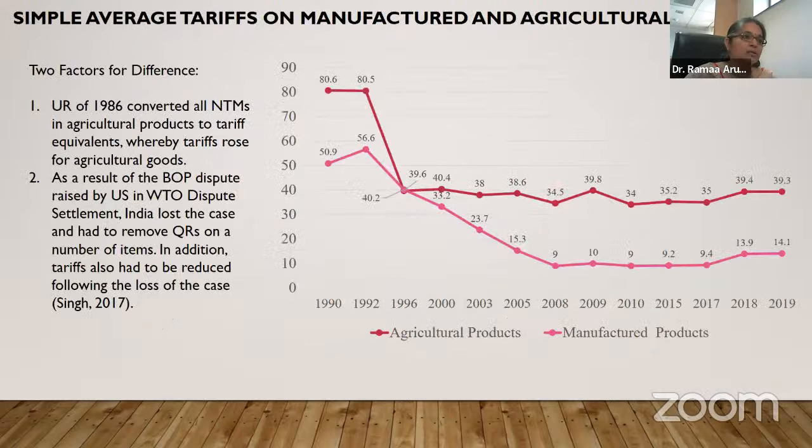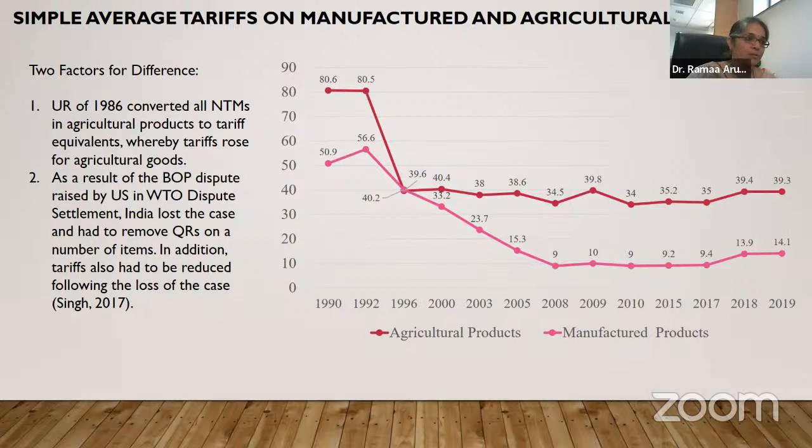And the other thing that I had mentioned before also, there was a difference within the economy in terms of the agricultural and non-agricultural manufactured products tariff rates. The agricultural tariff rates were higher, and manufacturing was much lower than the agricultural tariff rates. And there was a reason behind it.